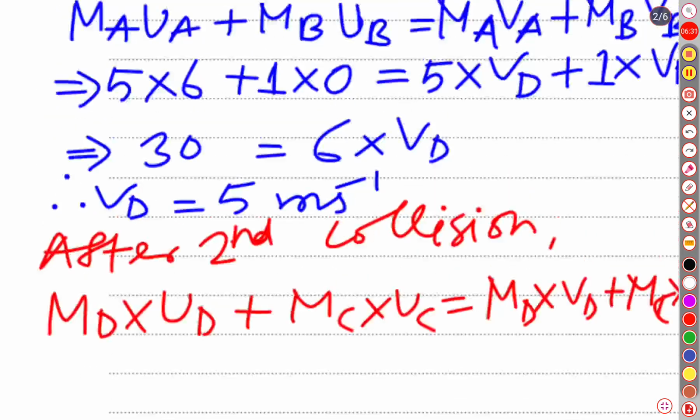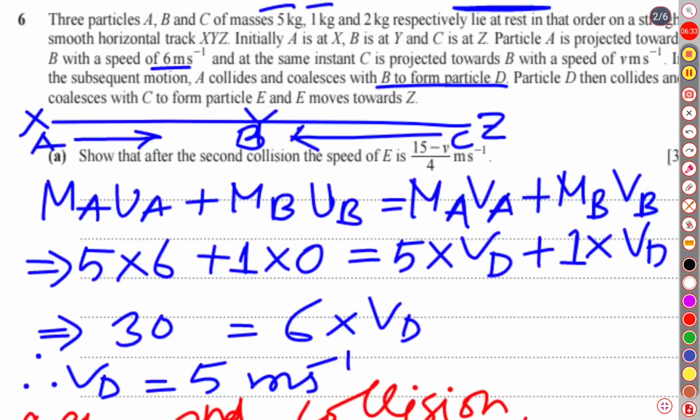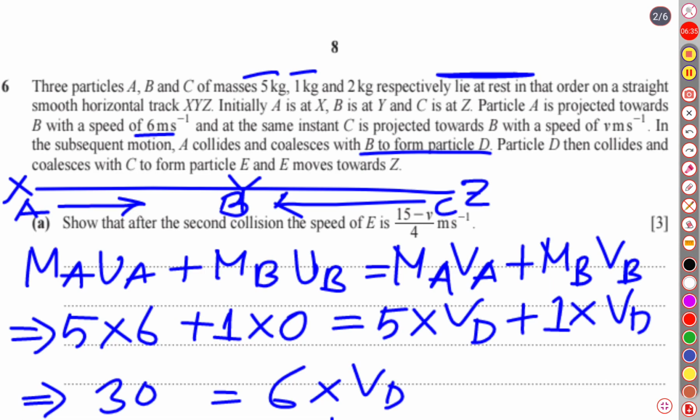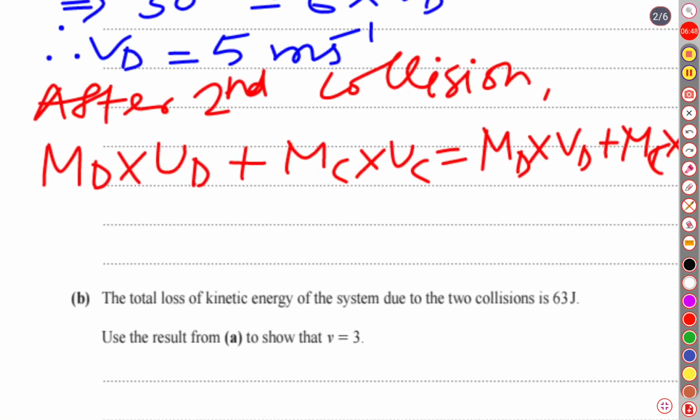So let's see what was the mass of particle D. Particle D is the combination of the total mass of A and B. It is written over here: A collides and coalesces with B. So A plus B is nothing but 6. So 6 into the initial velocity of particle D, which we have already obtained.